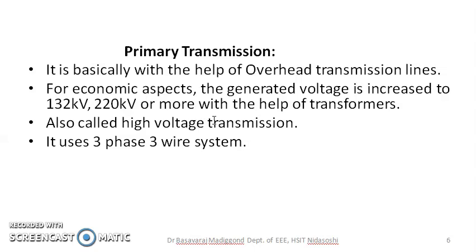Okay, the same thing I have written here. Primary transmission is basically with the help of overhead transmission lines. For economic aspects, the generated voltage is increased to 132 kilovolts or 220 kilovolts or more. Nowadays we are using around 765 kilovolts, with the help of transformers. This primary transmission is also called high voltage transmission. It uses a 3-phase 3-wire system.